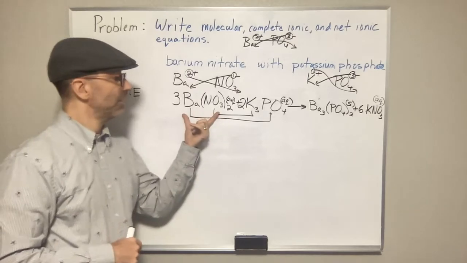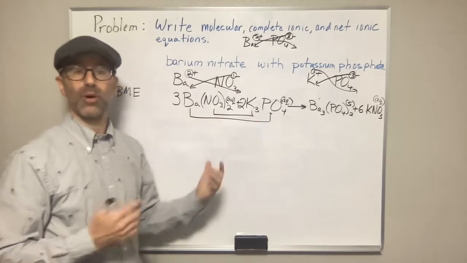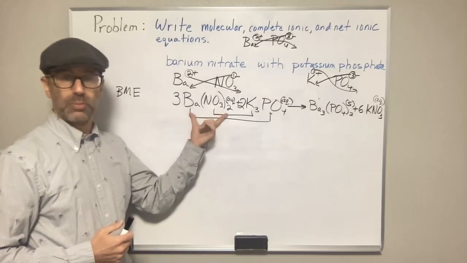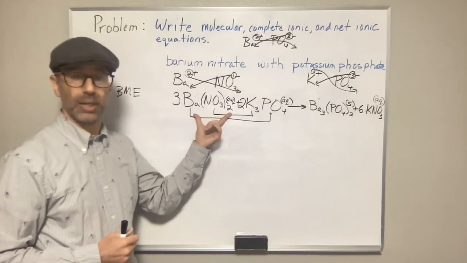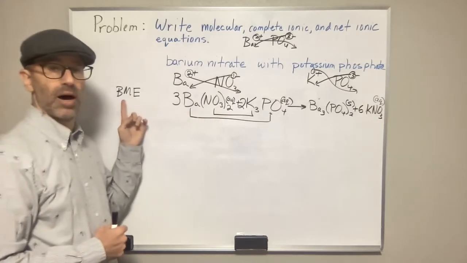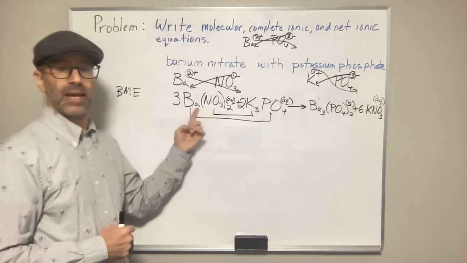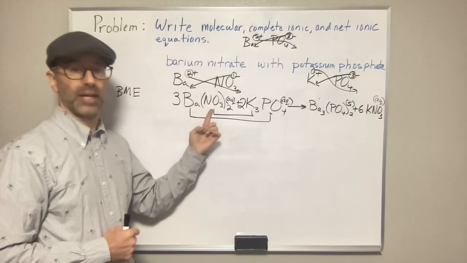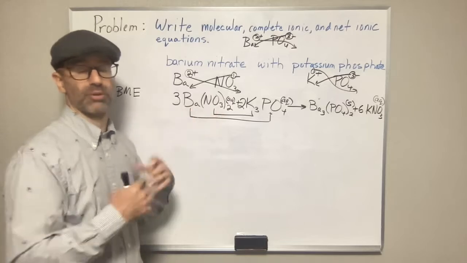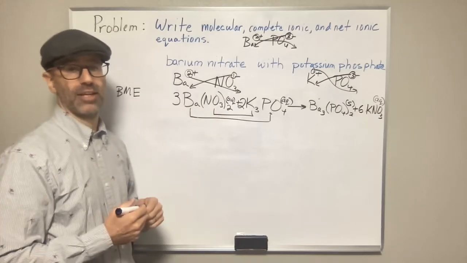So here, this is aqueous and this is aqueous. Why are we separating the ions? Because in reality, what this means is that these ions are actually separated and they're not together. The reason that this is called a molecular equation is because we're writing it as if they're molecules put together, but they're not. In reality, they are separated.